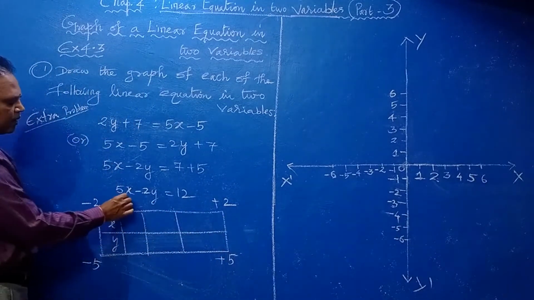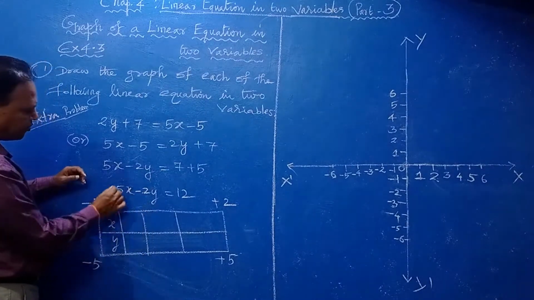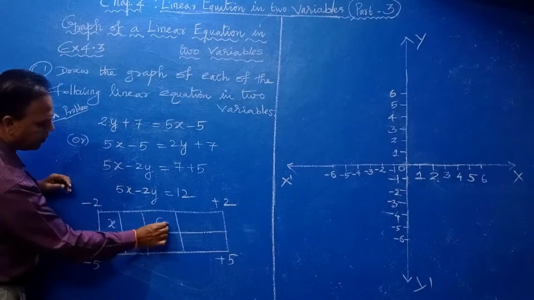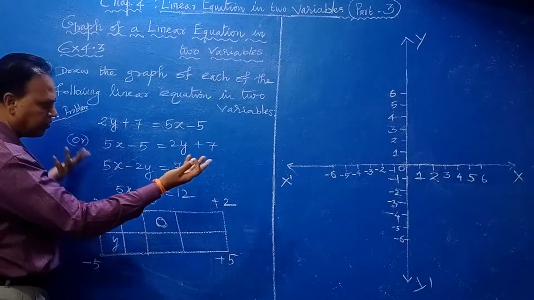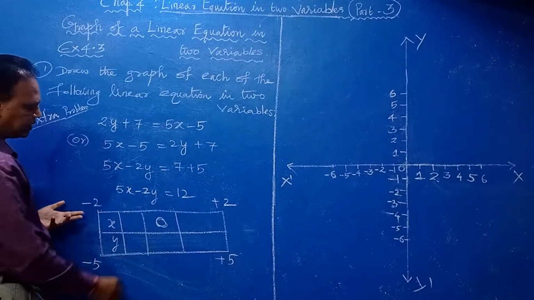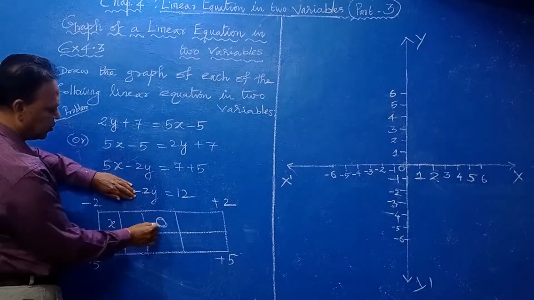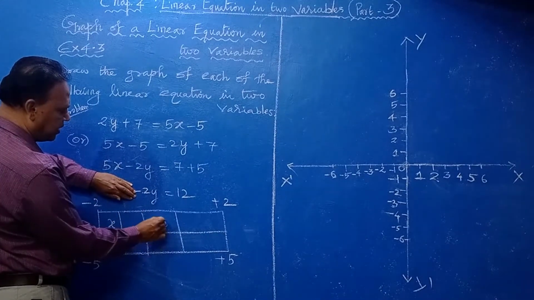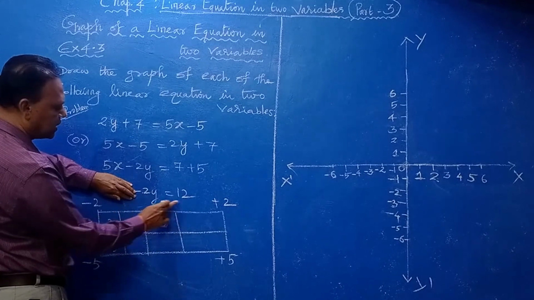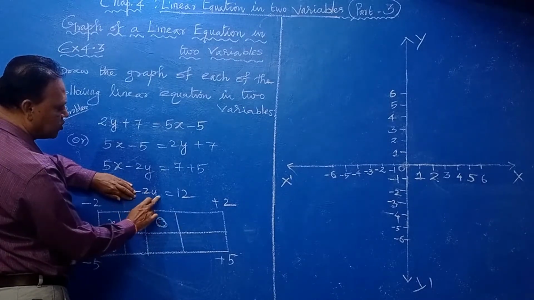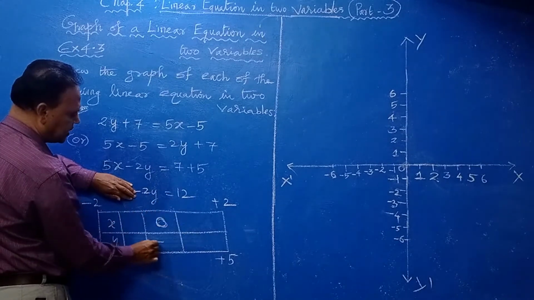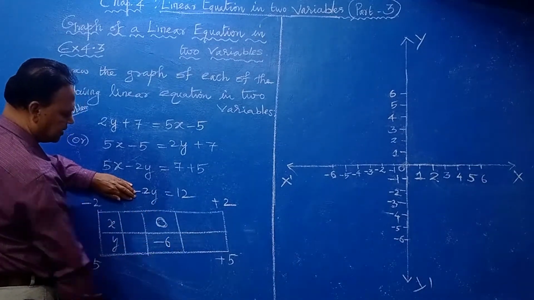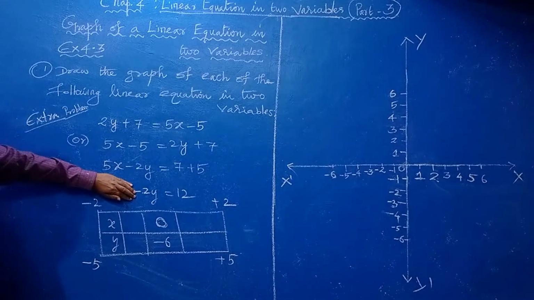Now here you see x value you put 0, okay, middle one solution you have to find out, clear, one solution enough. Can find out infinitely many solutions. Clear? I am putting x value is 0. Okay, what is happening here? You see, minus 2y equal to 12. Therefore, y is 12 divided by minus 2, means minus 6. Understand? Will be minus 6.